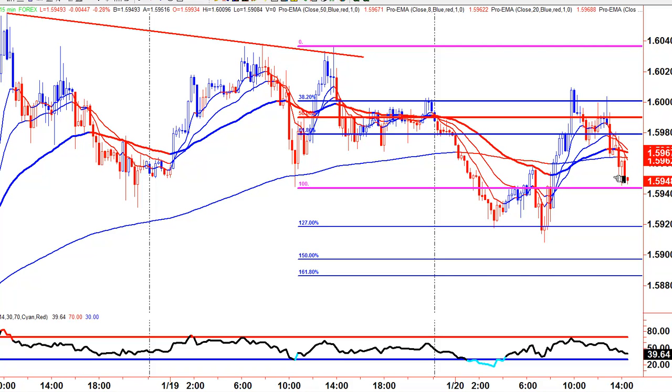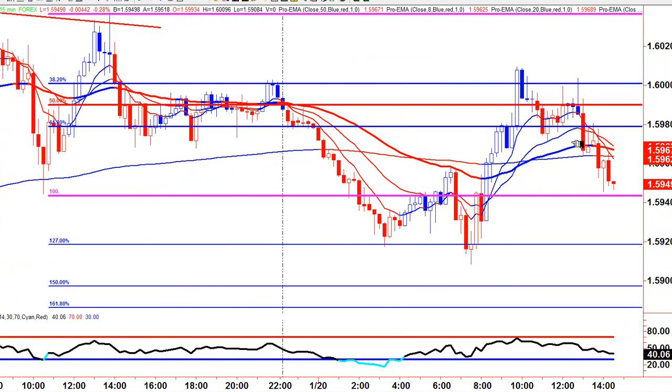What it was doing was just showing how a lot of scalpers are taking profits down here. Of course, by taking profits and closing their shorts, they created a bounce. And now we're just getting the follow through.